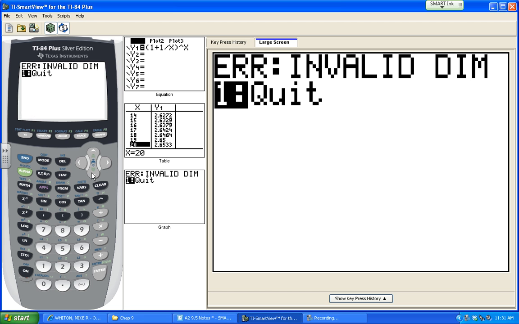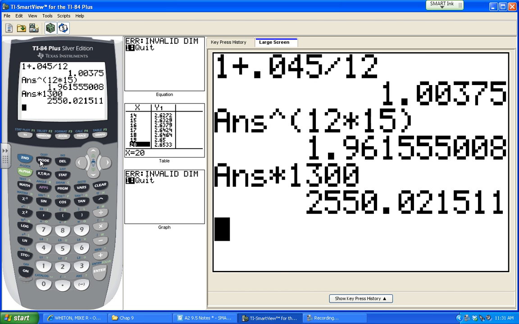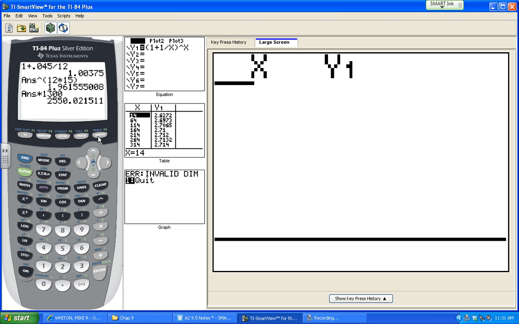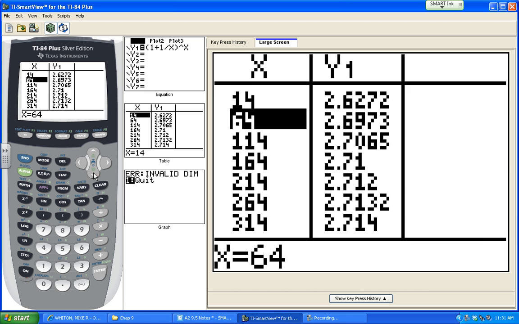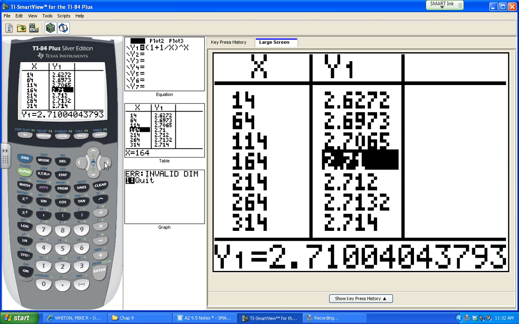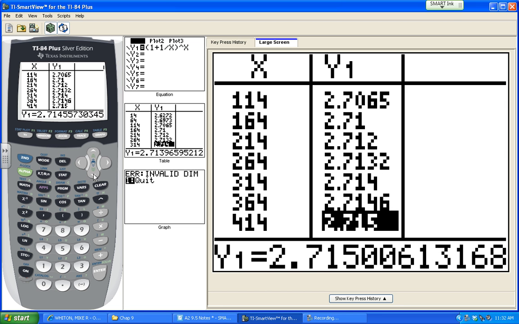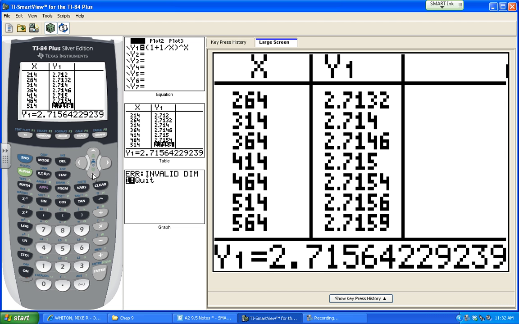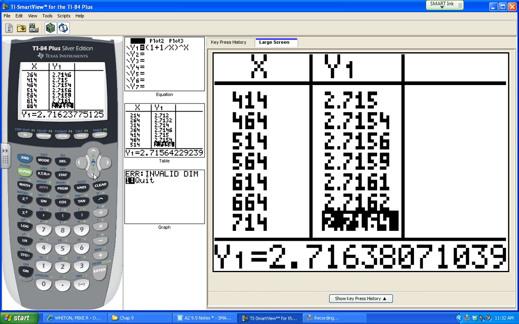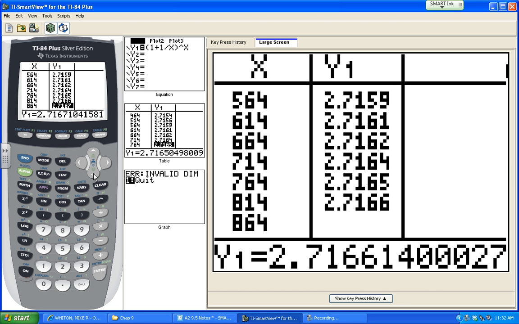Okay, so I'm going by 50s. So some sort of error message here. Where's my table? All right, so there we go. So if you look at what the y values are doing, they're around this 2.71 number. And they're getting a little bigger and a little bigger, but they're not growing real fast at all. I'm out to 700 x, and the y is still right around there.